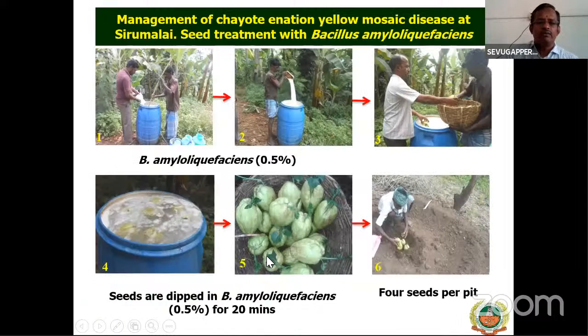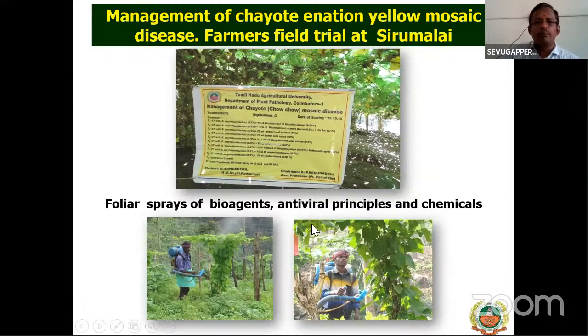Not only that, we also tested this effect on chow chow, where we are working with the chow chow Asian mosaic virus. When the chow chow planting material, the chayote, was soaked in a bacterial suspension of Bacillus amyloliquefaciens at 0.5% for 20 minutes, it resulted in complete suppression of the virus expression and disease symptoms under field conditions.